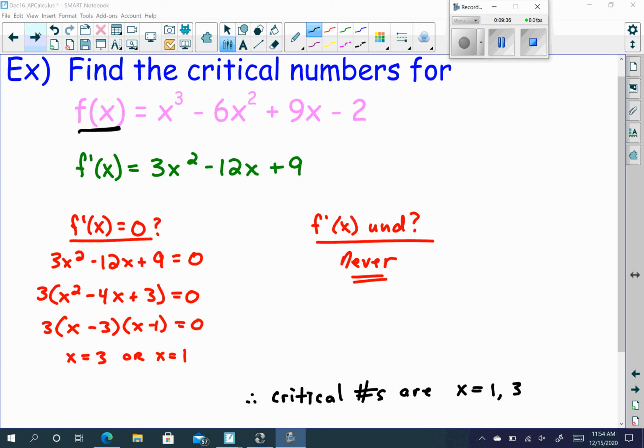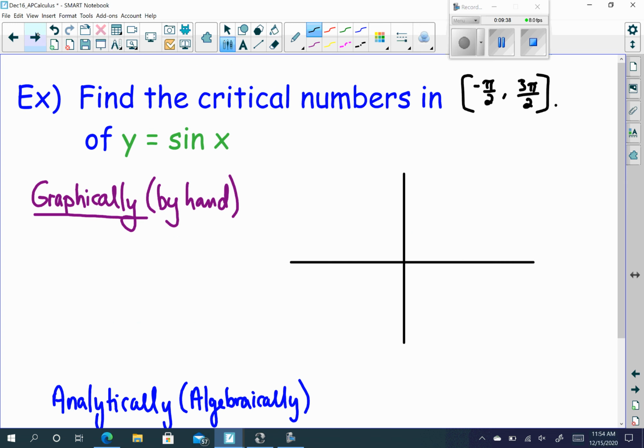All right, let's try this with another example, but of course this involves trig. Here we just want to find the critical numbers in the closed interval from -pi/2 to 3pi/2 of y equals sine x. First, what I want you guys to do, we're just going to do this graphically, kind of how in the first two examples we were just looking at graphs. So just go ahead and graph y equals sine x just over the interval from negative pi over 2 to 3 pi over 2. Okay, so pause the video if you need more time.